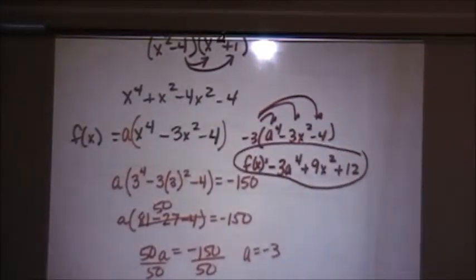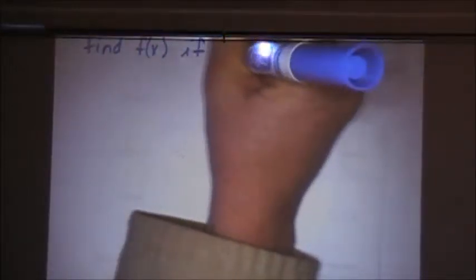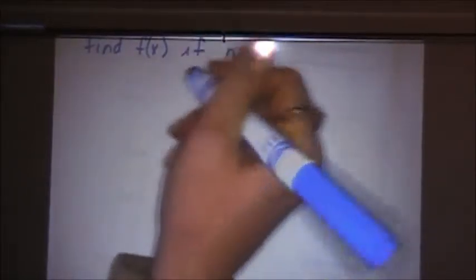Now that problem didn't actually seem all that bad, but they do get a little longer. So let's try one that might show up on your homework assignment, because they definitely get a little longer in the homework. So let's try: find f of x if n equals 4, and I'll explain that part in just a minute.